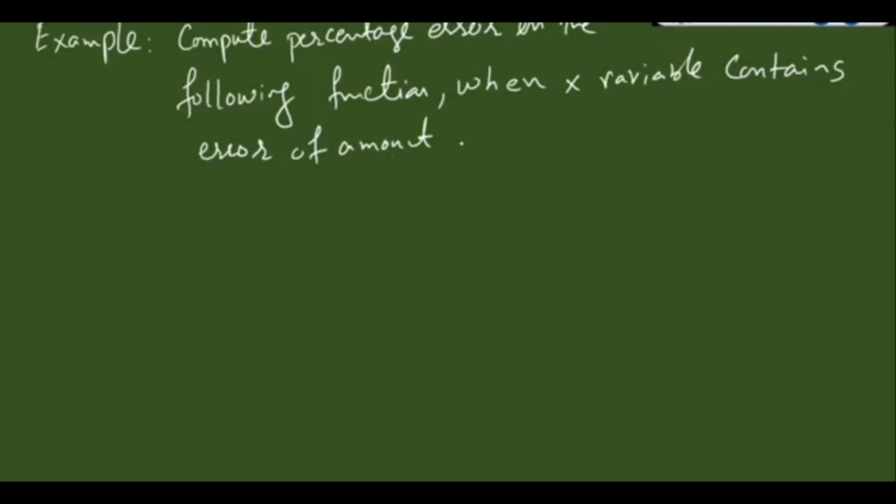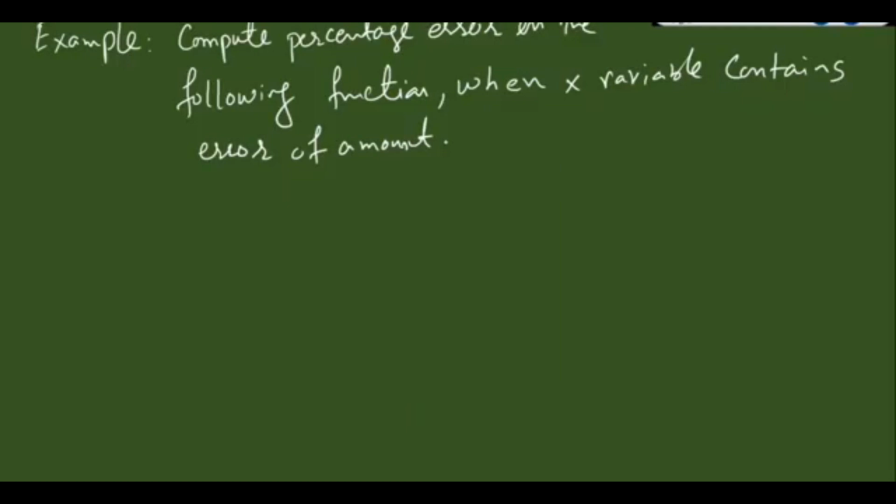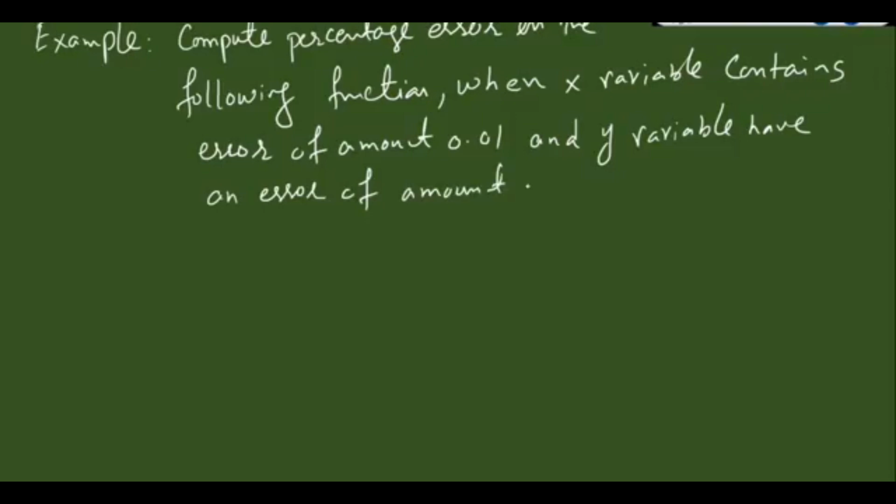amount, let's say 0.01, and the y variable, it could be a current or voltage, anything. So do not memorize things, just learn the concept. And the y variable has an error of amount 0.001.